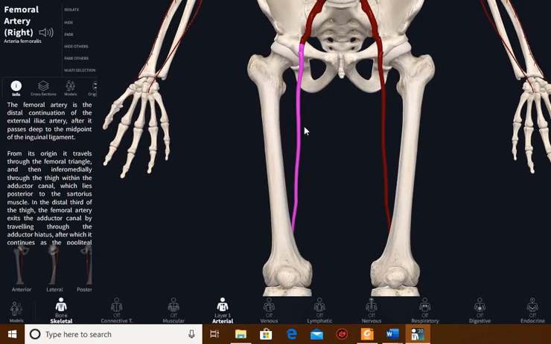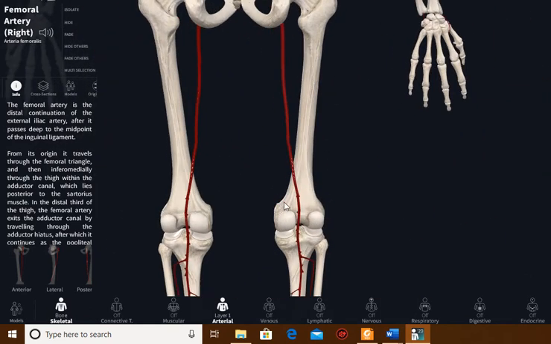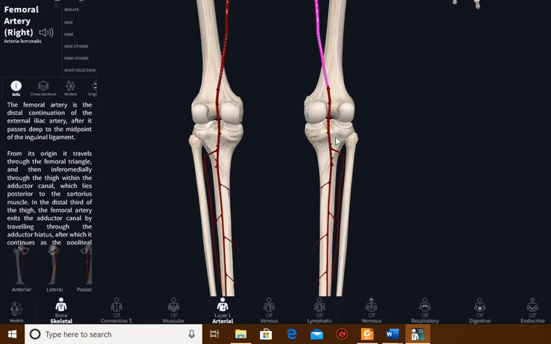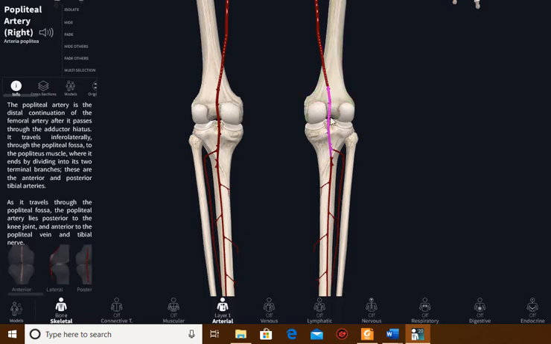Now the femoral artery is going to descend. You are going to have the femoral artery here. When it passes this portion here, which is the popliteal fossa, it is going to be called the popliteal artery.